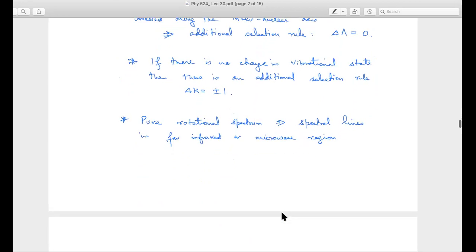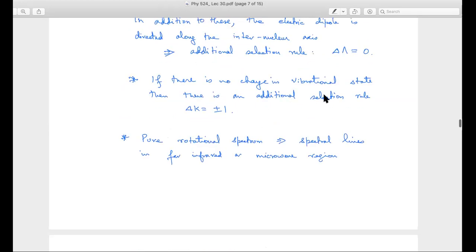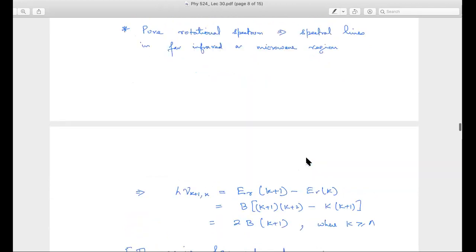Second, if there is a change in the vibrational state, nu goes from 0 to 1, or 1 to 2, or 1 to 3, etc. Then we always need to have delta k equal to plus minus 1. So this is accompanied with vibrational transitions. Then I cannot have delta k equal to 0. That also implies that I can have a pure rotational spectrum when delta nu doesn't change, and in that case the spectral lines will lie in the microwave region or at the end of the infrared region.